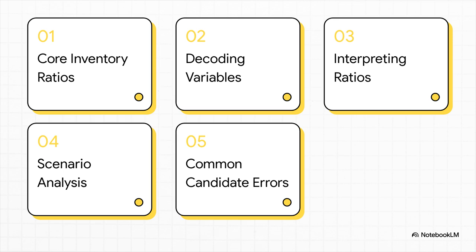Here's our roadmap for the session. We'll kick things off with the core inventory ratios. Then we'll decode the variables behind the math, interpret the numbers, run through some real-world scenario analysis, and wrap it all up by exposing the most common candidate errors. Let's just dive right in.